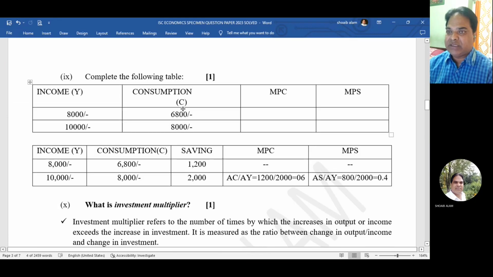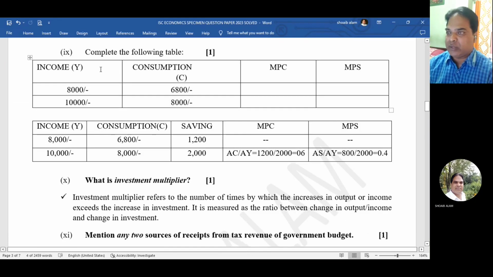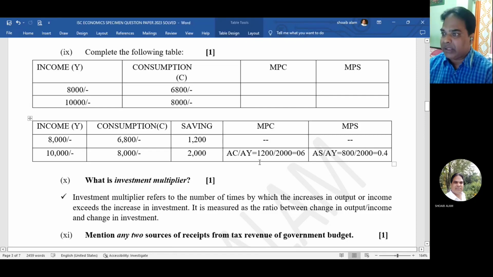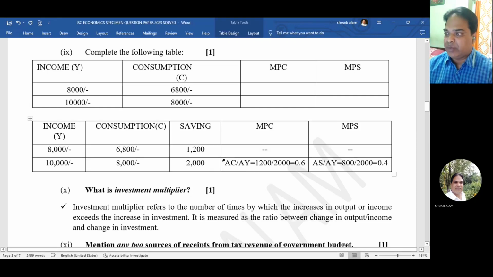Now on the basis of this, complete the following table. I have already done it, you can go through it. In place of A, I could not make it, so it is delta. If you require it, you can copy it down. It's already solved. So MPC will be 0.6 and MPS will be 0.4.